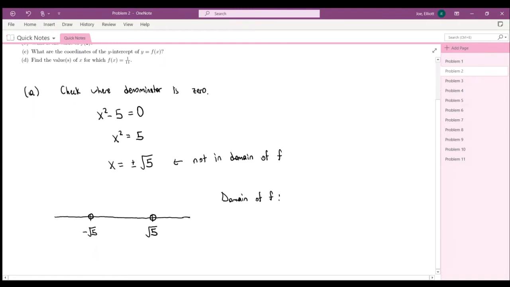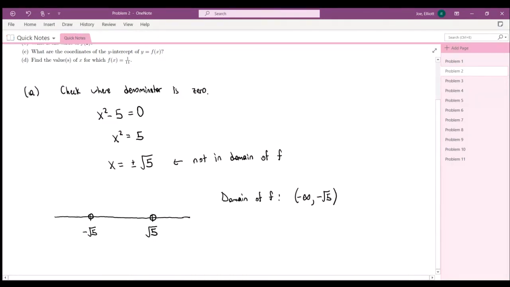Okay, so that means everything to the left of minus root 5 will be in the domain of f. So then we can express that as an interval from minus infinity up to minus root 5. And I want to use parentheses for the interval because I do not want to include this point, I want to exclude it. So the parentheses means to exclude the endpoint. And remember that if you wanted to include an endpoint, you would use brackets instead, okay?